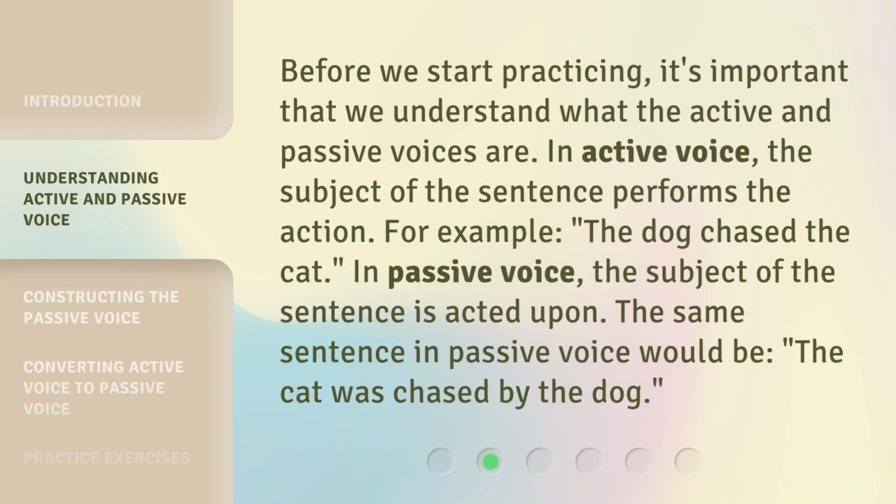Before we start practicing, it's important that we understand what the active and passive voices are. In active voice, the subject of the sentence performs the action. For example, the dog chased the cat. In passive voice, the subject of the sentence is acted upon. The same sentence in passive voice would be, the cat was chased by the dog.